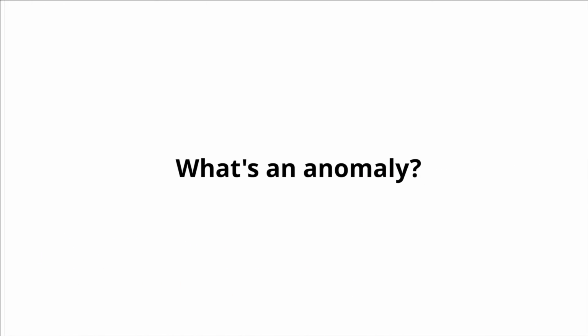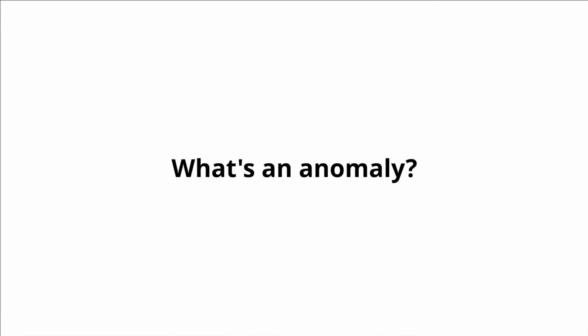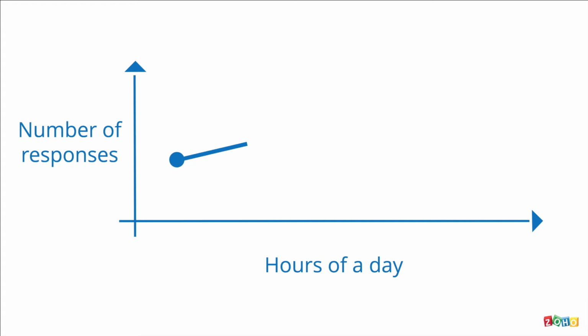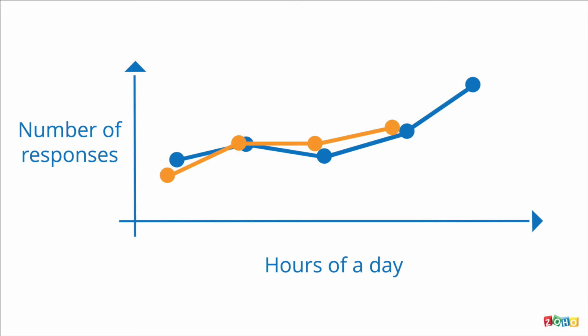So, what's an anomaly? Let's define that first. Any deviation from your usual ticket traffic is an anomaly. By ticket traffic, we are referring to the incoming requests from your customers and outgoing responses from agents. The anomaly detection feature in Zia takes the incoming and outgoing traffic from the last 30 days and plots a trend line. Zia will then compare the actual ticket traffic on any given day, which includes customers reaching out to you and your team's response to these tickets with this trend line.